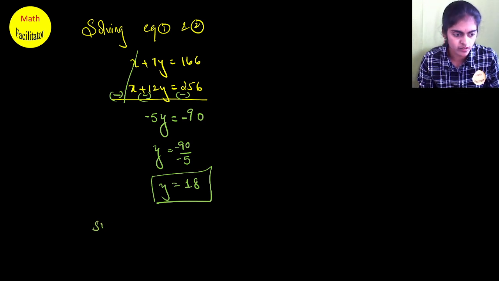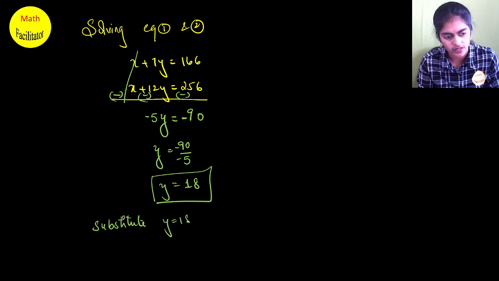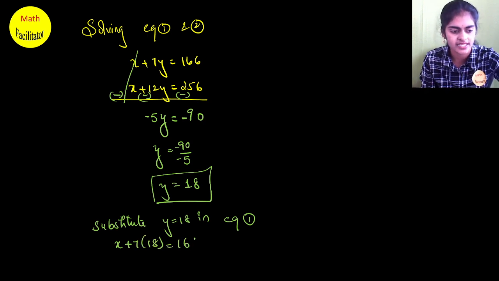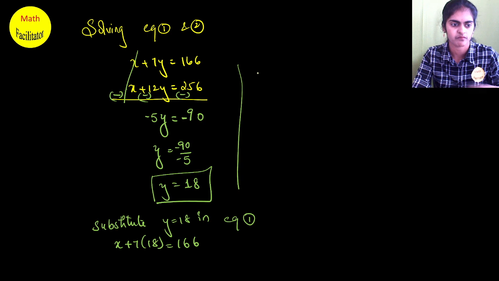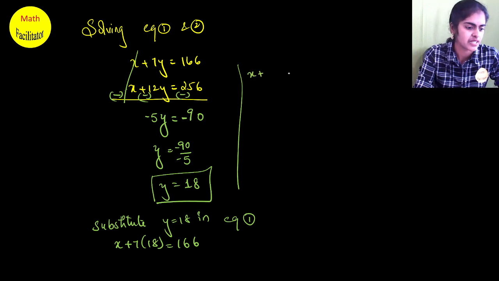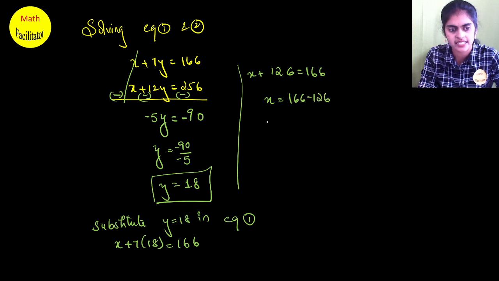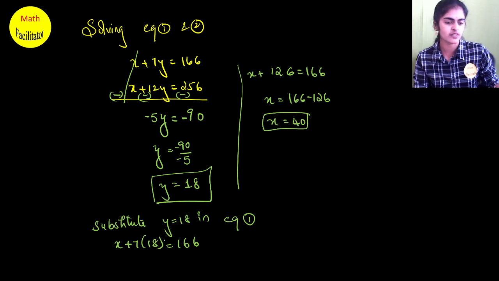Now substitute. You got only the y value, but you also need the x value. So substitute y equal to 18 in equation 1. x plus 7 into 18 is equal to 166. x plus, 7 eights are 56, so 126, equal to 166. So x is equal to 166 minus 126. 166 minus 126 is 40. So x is 40.